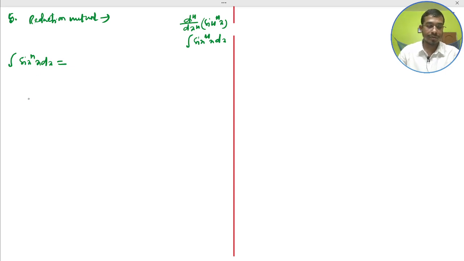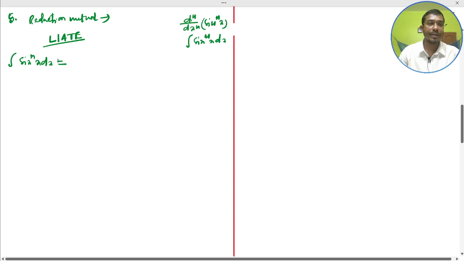So for integration, one method is the LIATE rule, L-I-A-T-E, for integration by parts. L means logarithmic function would be first, A means algebraic, I means inverse trigonometric, T means trigonometric and E means exponential. This is the LIATE rule for integration by parts.